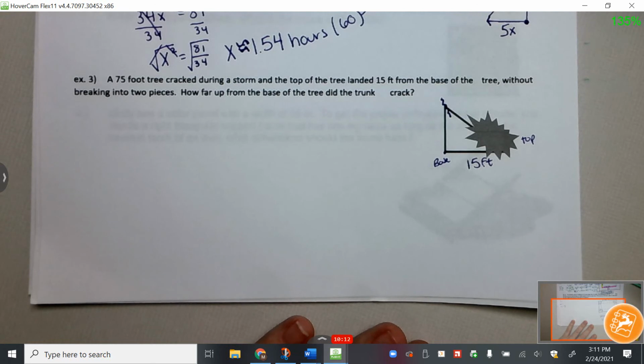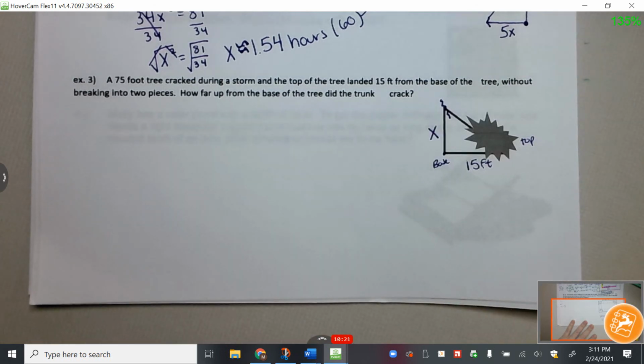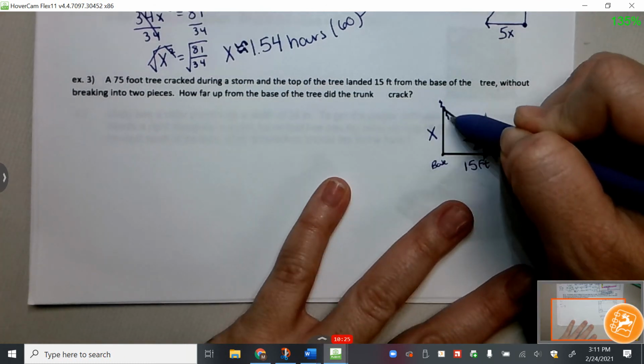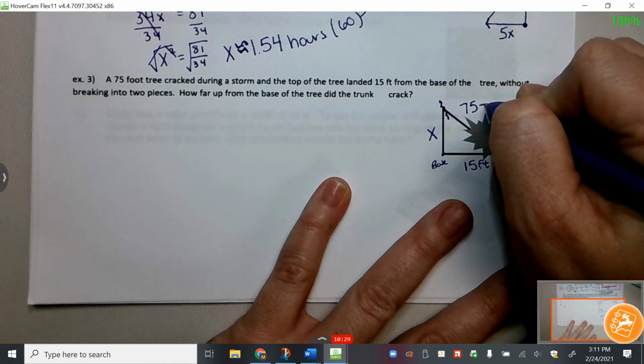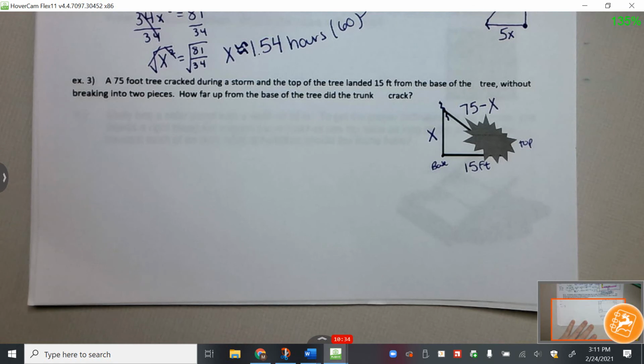Without breaking into two pieces, how far up from the base did the tree trunk crack? So this is what we don't know. This is our x. I do know that the whole tree, so this plus this, is 75 feet. So I can go backwards. 75 minus the height we don't know would give me the remainder of the tree's height.